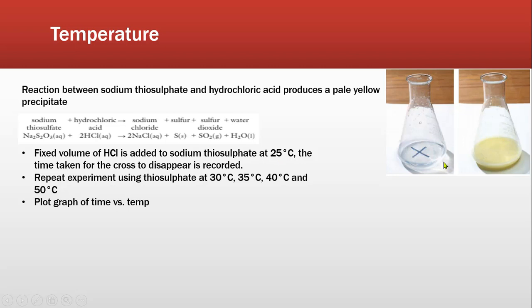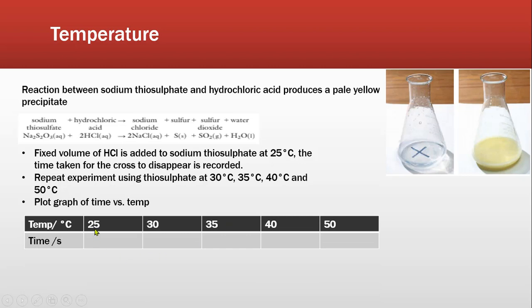Right? So we just do a normal reaction at room temperature and we take down the results. Right? We are going to repeat the experiment using thiosulfate at different temperatures. And then we are going to time it again and plot a graph of time versus temperature. So you have your temperature here and you will be recording your time.